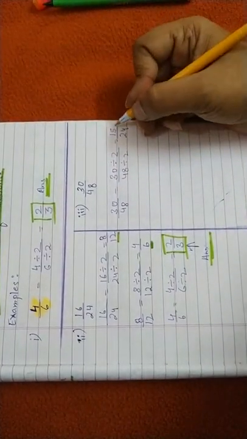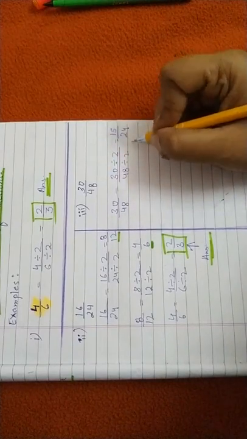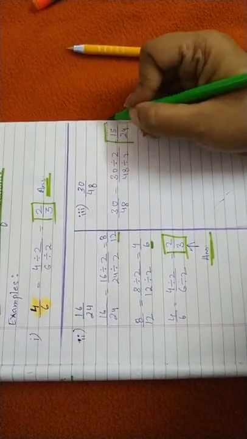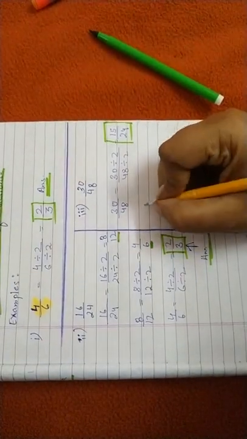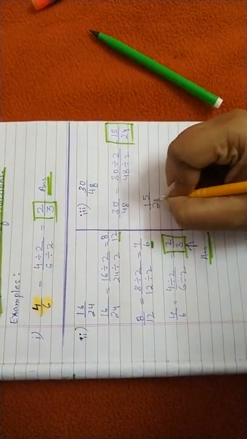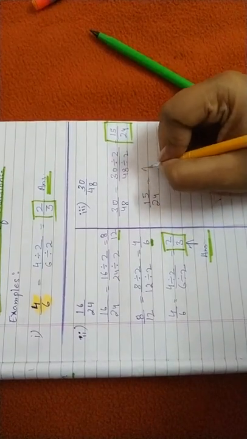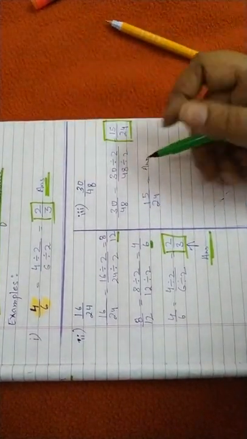Yes, children. 15 upon 24. So can we reduce it more? No. So 15 upon 24 is equal to the answer. This is our answer.